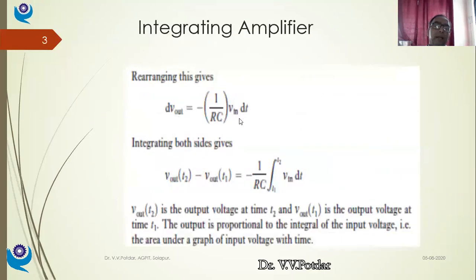So integrating both the sides, what do we get? The integral of dV out on one side. These two are constants, R and C. 1 by RC is a constant, so that will remain outside.